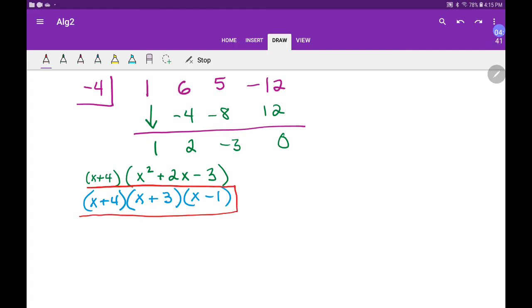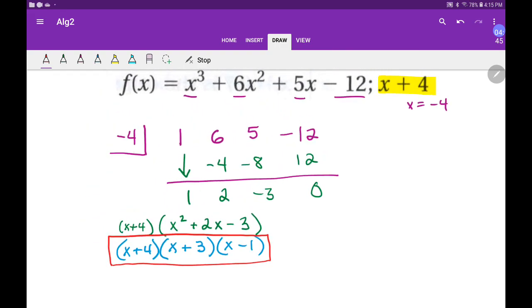So the synthetic division helps me get rid of that x to the third, and then I just notice that I can keep going on that last part.